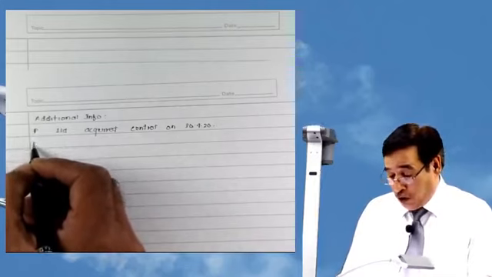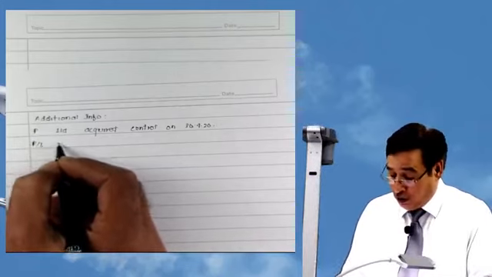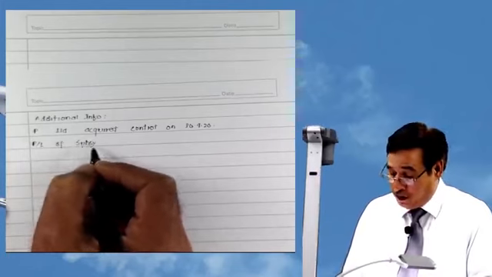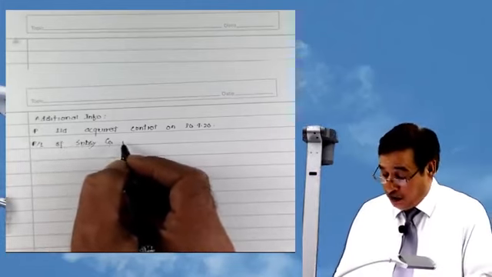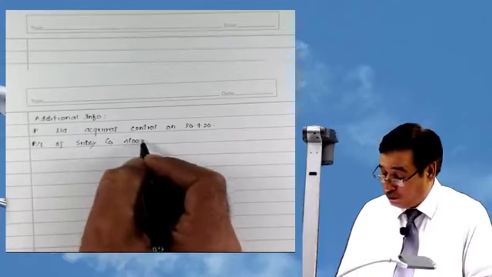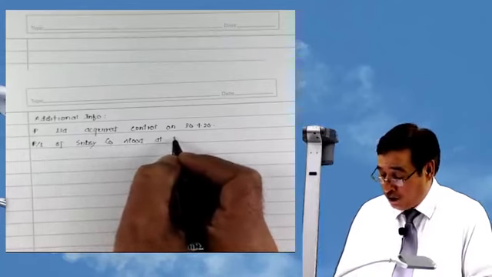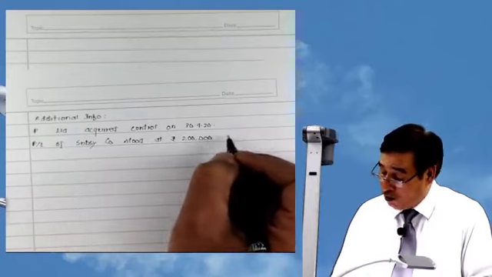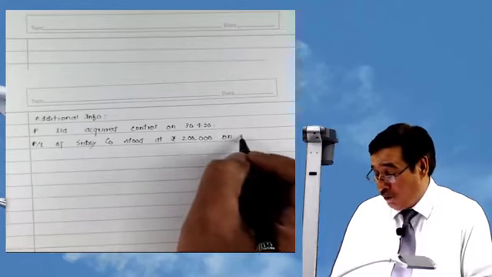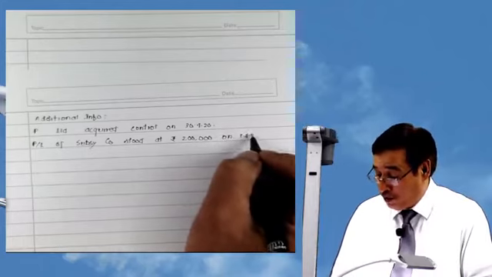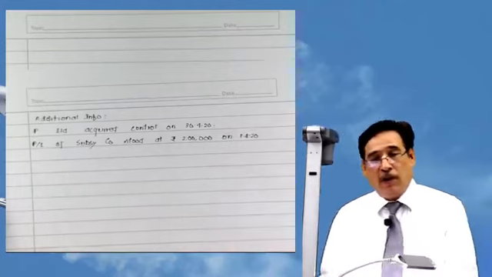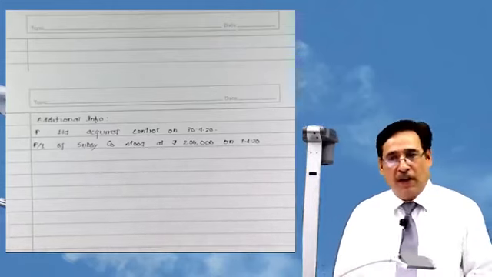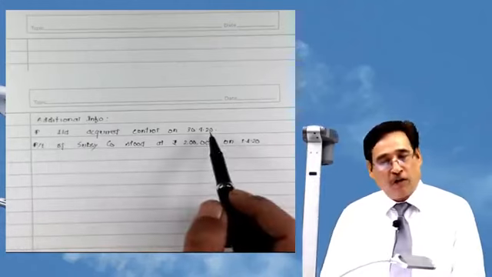And further information: the profit and loss, or other equity, of the subsidiary company stood at rupees 2 lakhs on 1/4/20. So the balance in the P&L of the subsidiary as on 1st of April 20 happens to be 2 lakh. It is almost the same question. Everything in the balance sheet is the same except for this particular line.